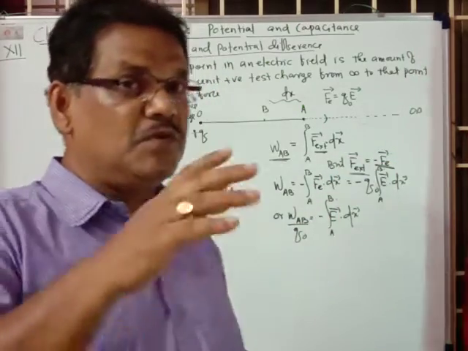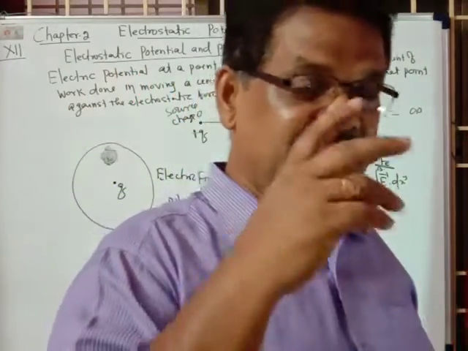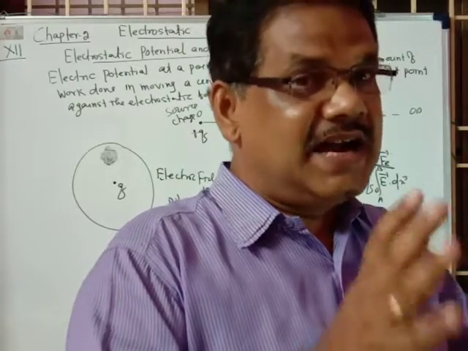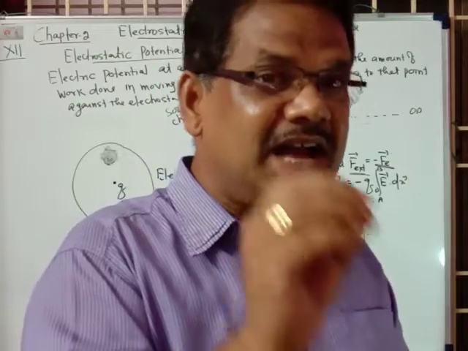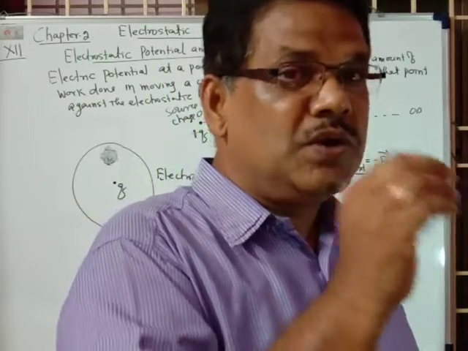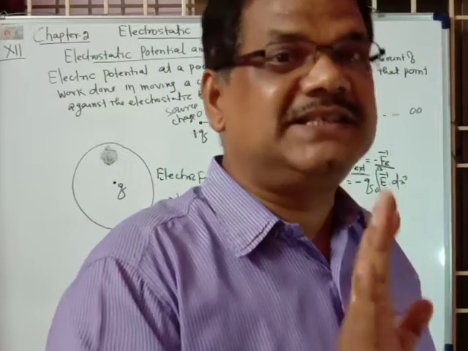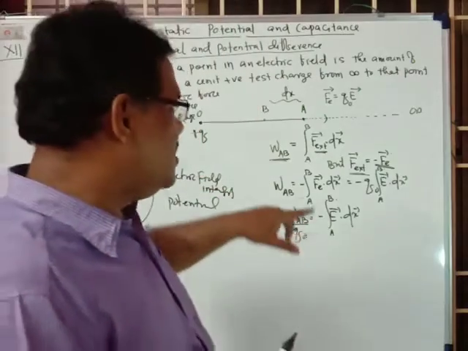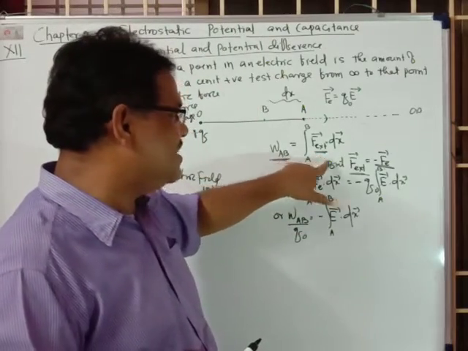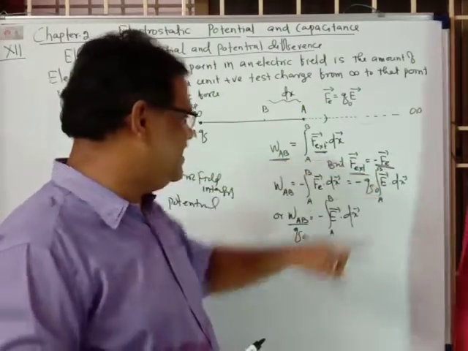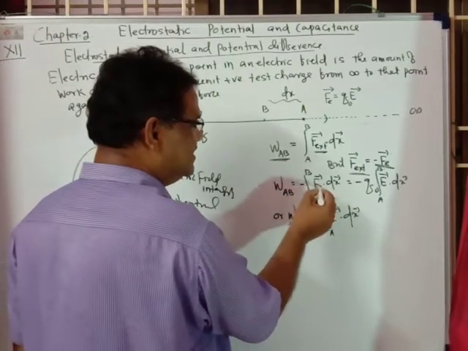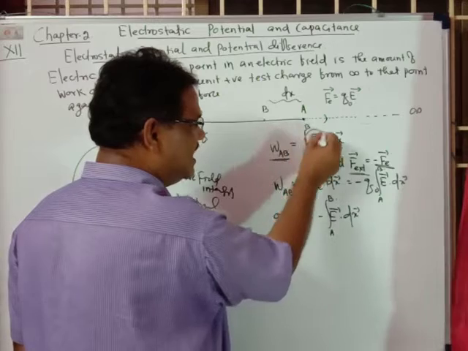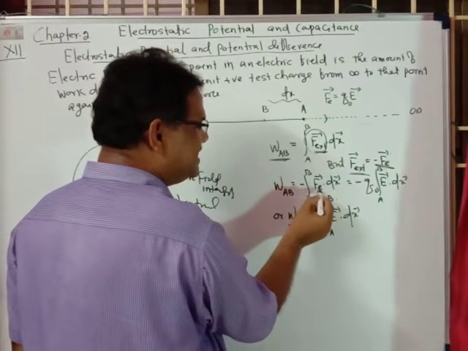The external force applied by the external agent is opposite to the electric field, and you are taking the charge slowly so that the charges are not accelerated. So F external will be equal to minus Fe. So WAB equals minus, in place of F external we are putting minus Fe.